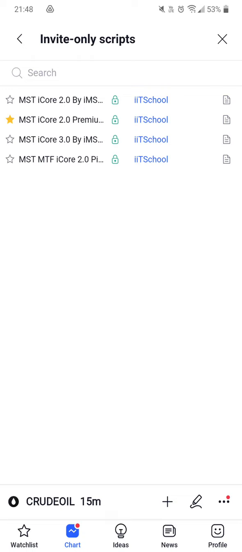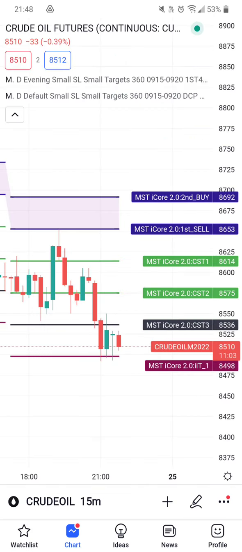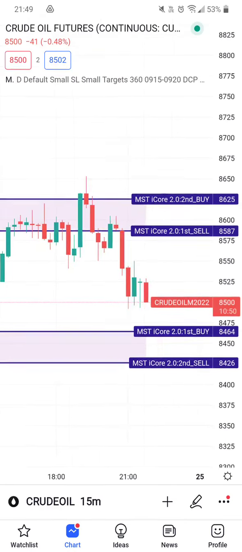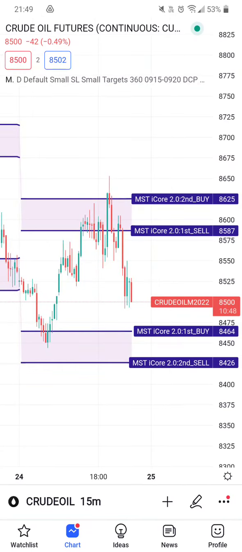If you have added MSD iCore 2.0, the 2.0 will be available. If you have subscribed for MSD iCore 2.0 Premium, that will be available. So I am adding 2.0 Premium, that's all. So my indicator is added here. By default, see here, it looks like this only.